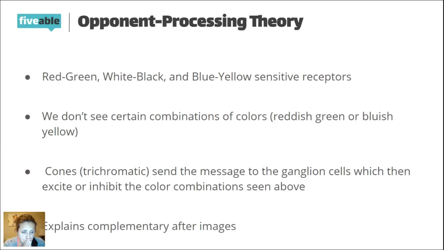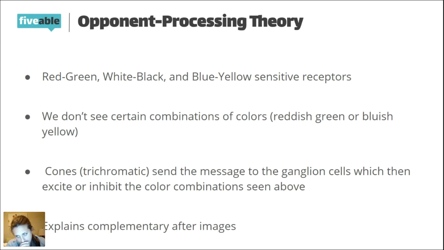And so when we look at a certain image, either the red turns on or the green turns on. They are opponents of each other. So only one can turn on and one can turn off. The white can turn on or the black can turn on. The blue or the yellow. And then that combination is kind of what allows us to see colors.